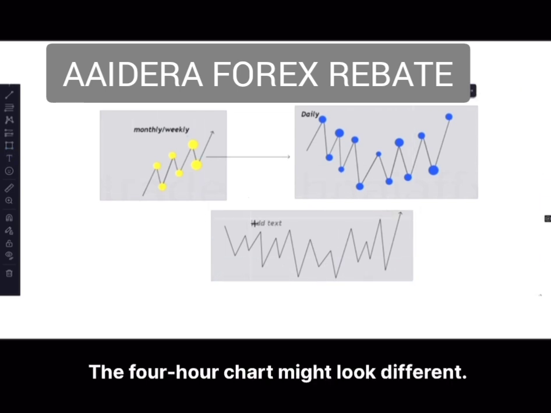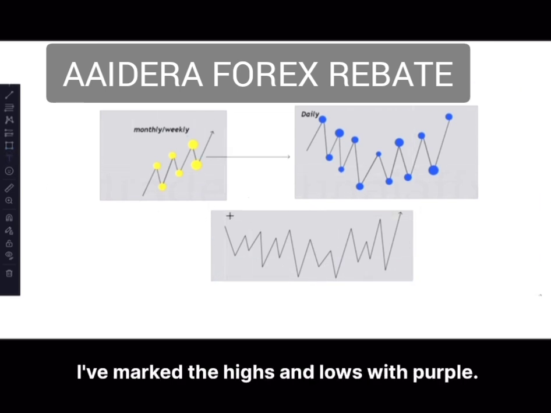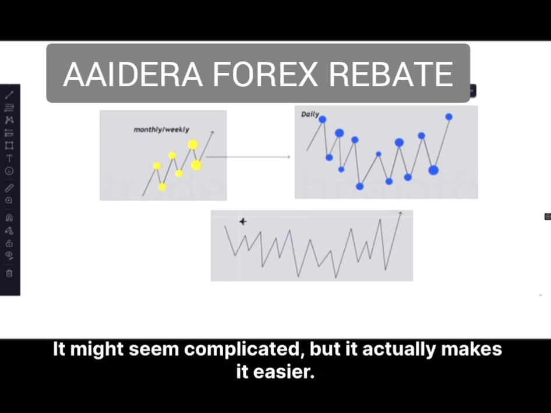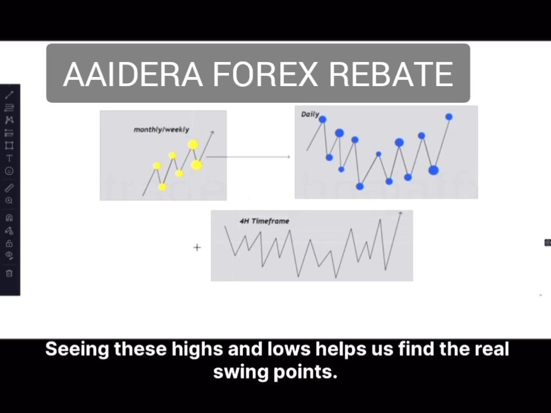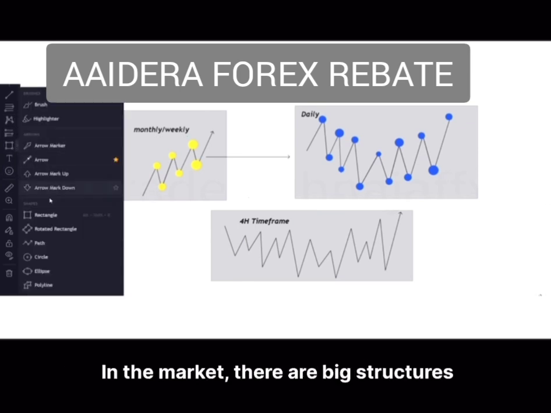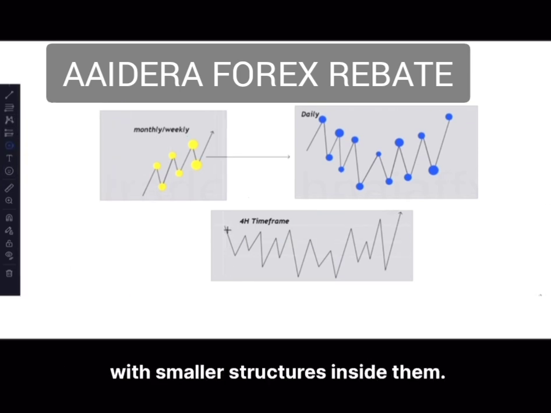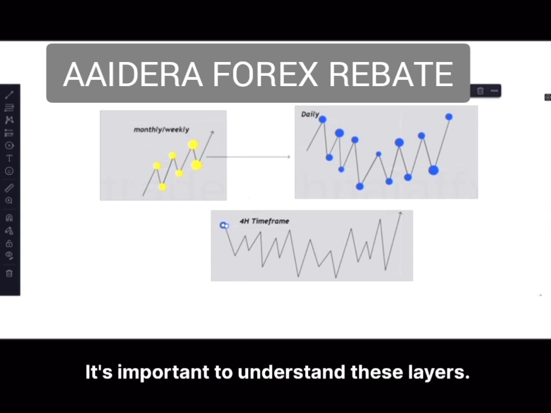The 4-hour chart might look different. I've marked the highs and lows with purple. It might seem complicated, but it actually makes it easier. Seeing these highs and lows helps us find the real swing points. In the market, there are big structures with smaller structures inside them. It's important to understand these layers.